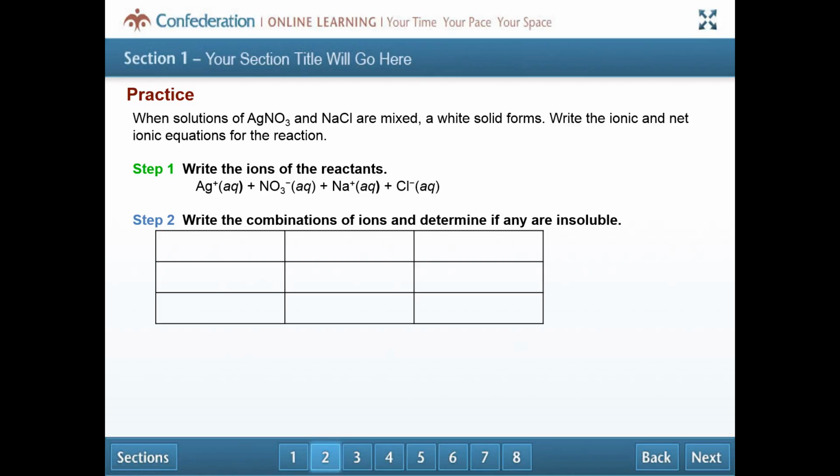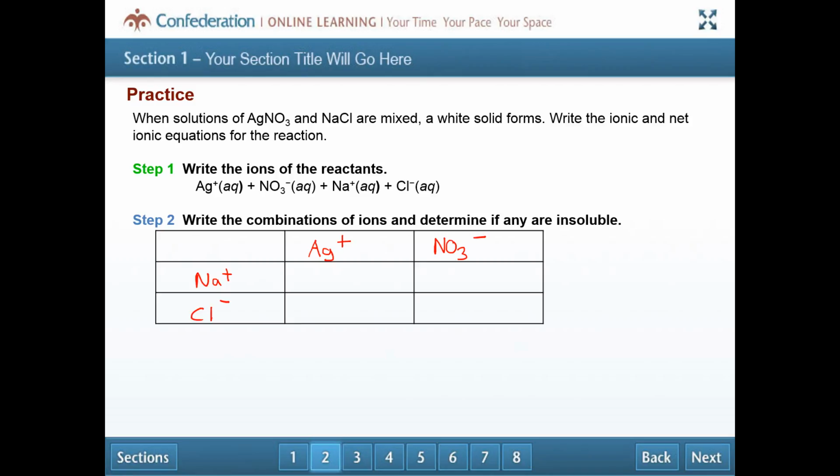So then we write the combinations of the ions and determine if any of them are soluble. So this is how I do it. I take the first compound and I write it at the top. So we've got, and these are the ions for both, the silver ion, and then the nitrate ion. And then from the other compound, we've got the sodium ion, and then the chloride ion. So make sure you write the correct charges when you're doing this.